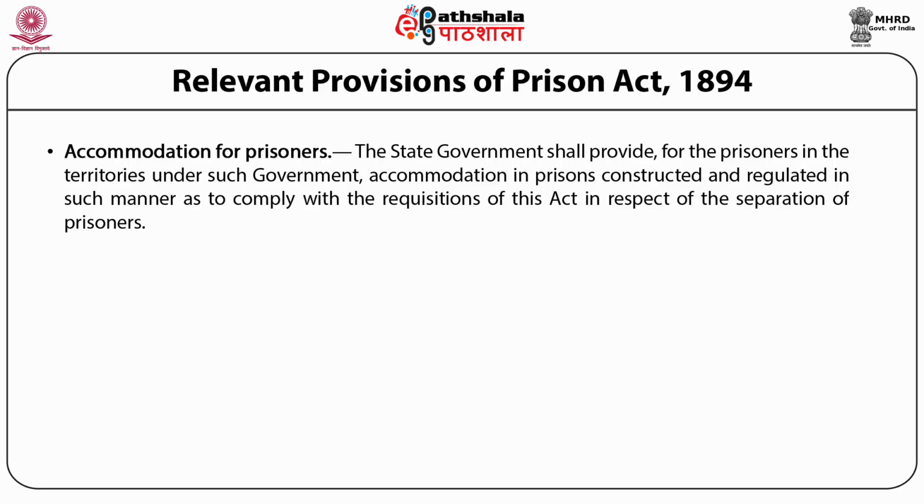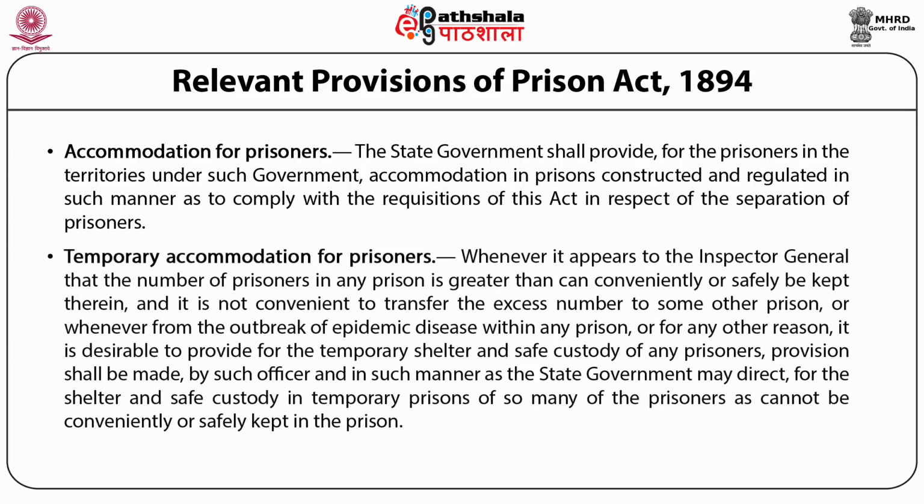What about temporary accommodation? Under Section 7, wherever it appears to the Inspector General of Prisons that the number of prisoners in any prison is greater than can conveniently or safely be kept therein, and it is not convenient to transfer the excess number to some other prison, or whenever from the outbreak of epidemic or disease within any prison or for any other reason, it is desirable to provide for the temporary shelter and safe custody of any prisoners, provision shall be made by such officer and in such manner as the state government may direct for the shelter and safe custody in temporary prisons of so many of the prisoners as cannot be conveniently or safely kept in the prison.